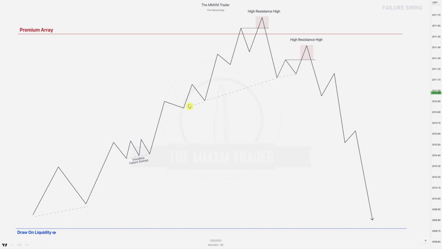Now we can see all these lows, these failure swings, right? And they are all still in premium, which makes it even better if we want to draw at least into discount and eventually the target down lower.